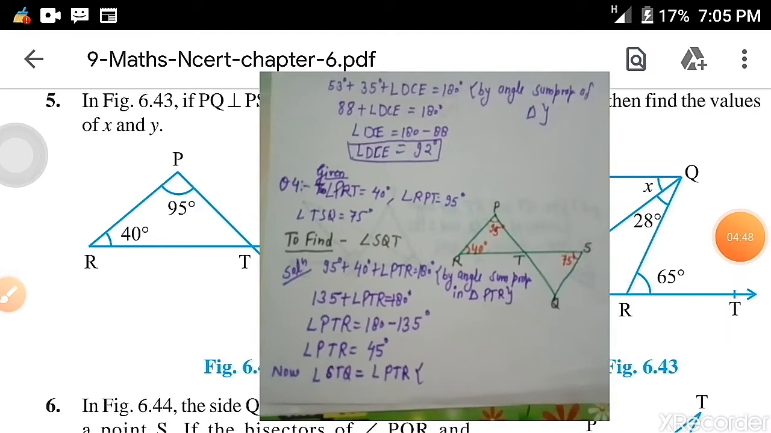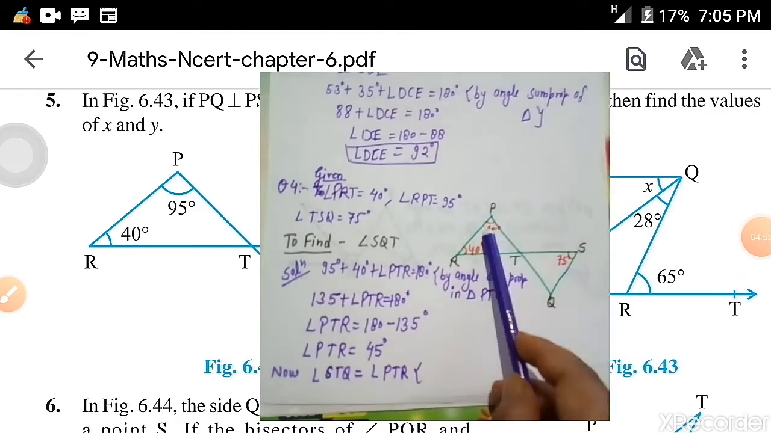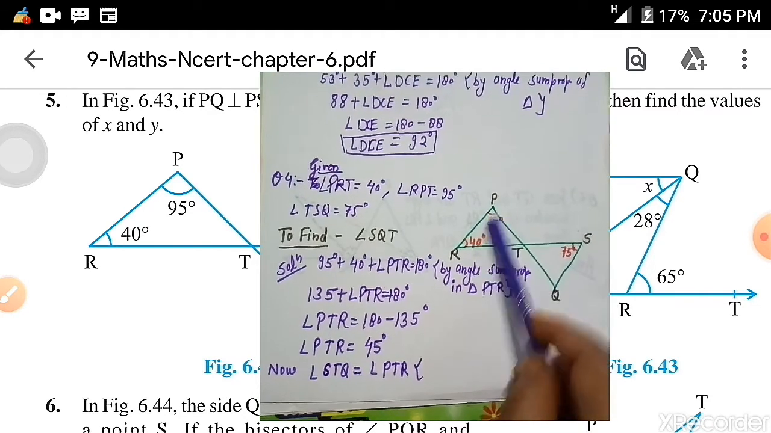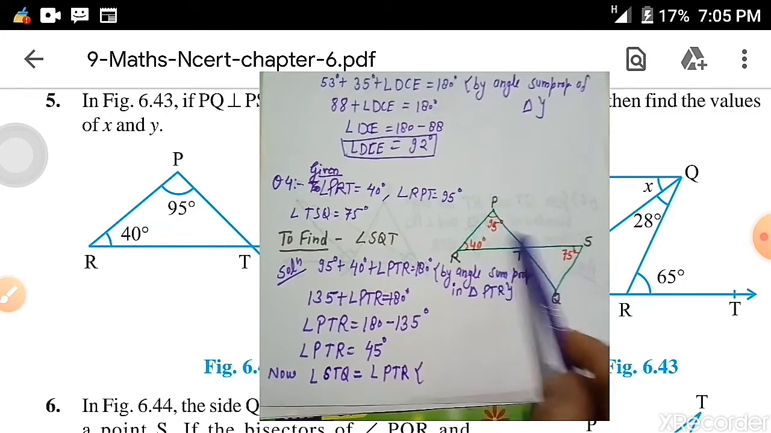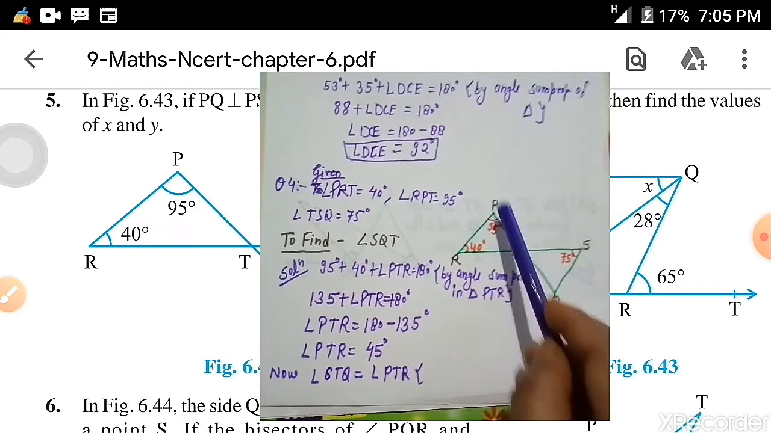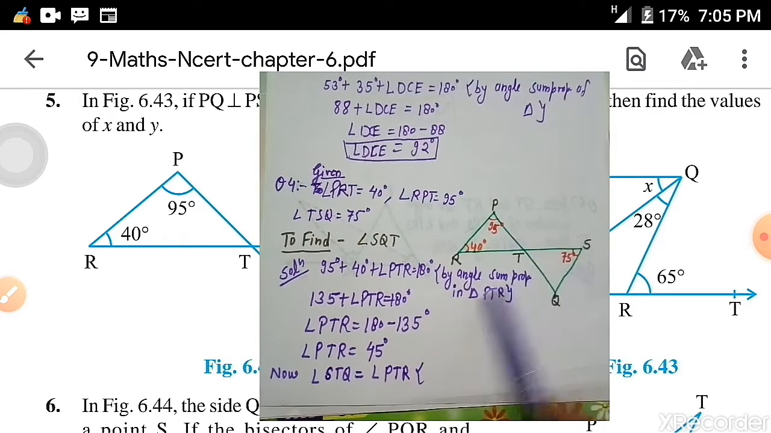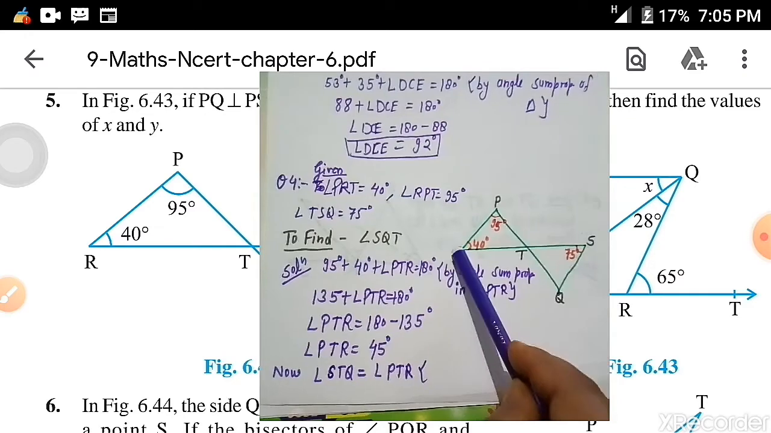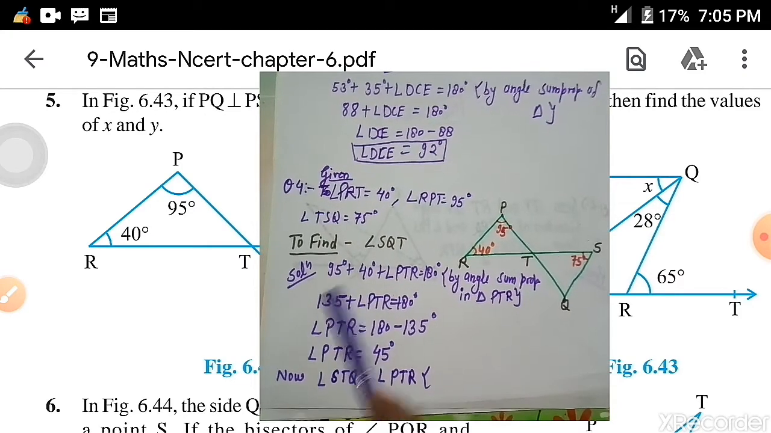Now see that I have solved some part of the question. In triangle PRT, we will use the angle sum property of a triangle. This is 40 degrees and this is 95 degrees, and this angle PTR is equal to 100 degrees, and I have written by angle sum property of triangle in triangle PTR. Now we solve it and we will find out the value of PTR is equal to 135 will move there and it's 45.